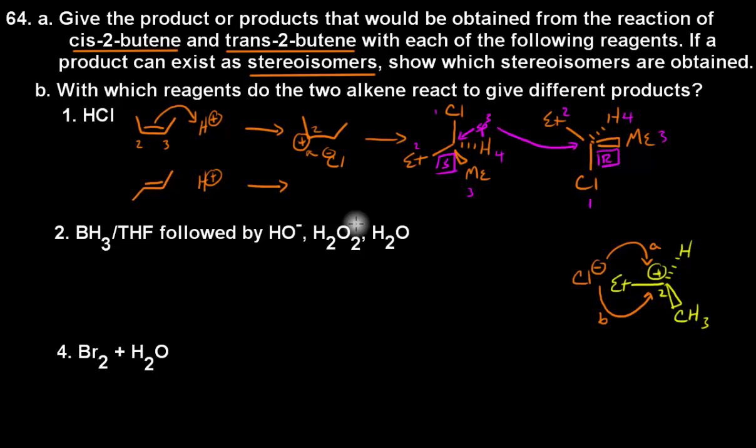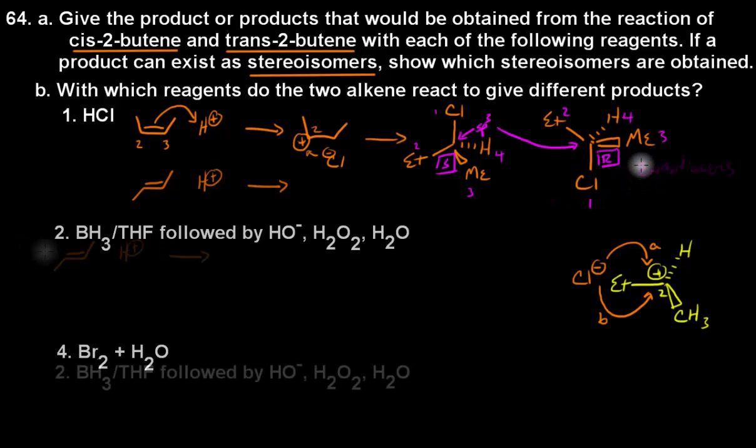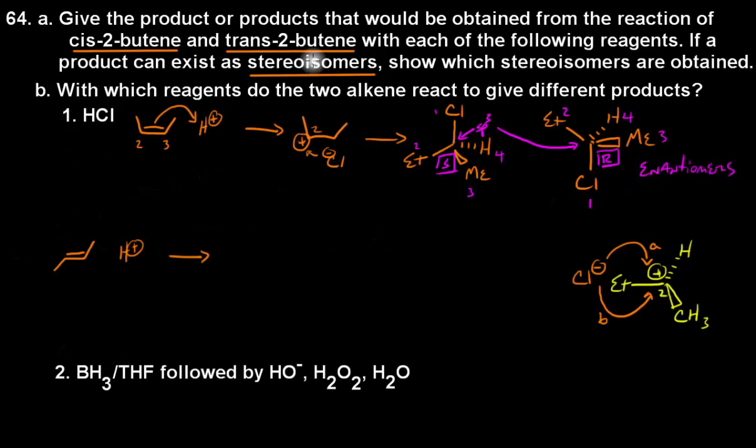And because the connectivity is the same, because these are going to be mirror images of each other, we could draw them like that if we really wanted to. And they're not going to be superimposable. Because of all these things, the cis-2-butene is going to give us enantiomers. I'm going to do the exact same thing with this trans-2-butene.